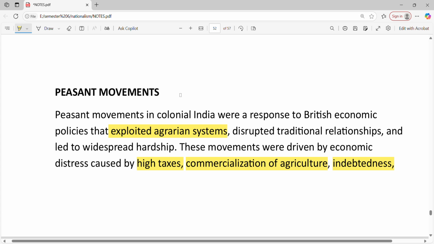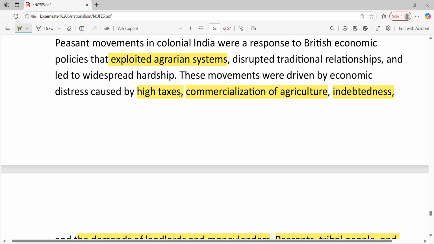Now we are continuing with the last part of the fourth unit, that is social movements: peasants and tribals, tribal uprisings. Okay, so peasant movements in colonial India were a response to British economic policies that exploited agrarian systems, disrupted traditional relationships, and led to widespread hardship.